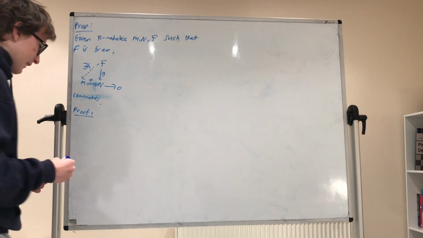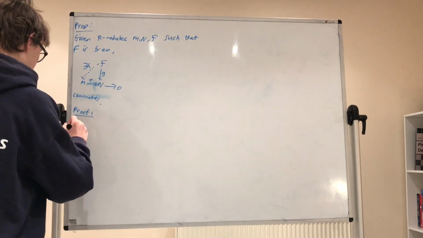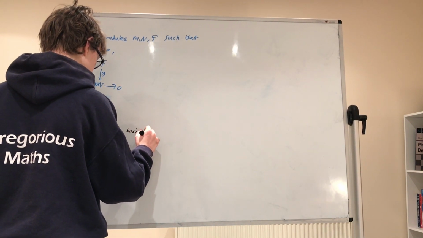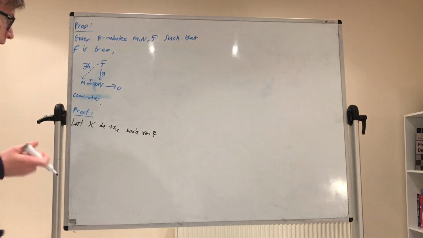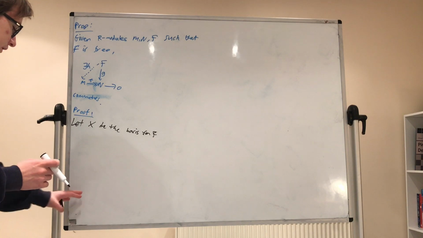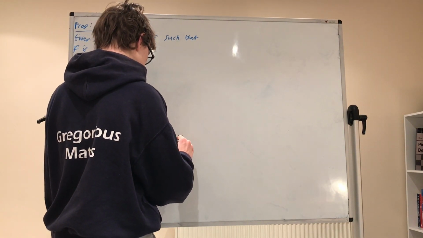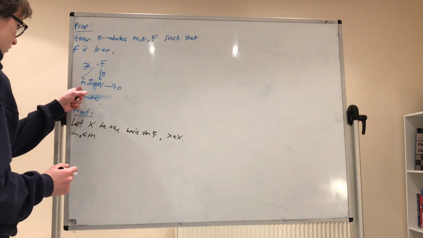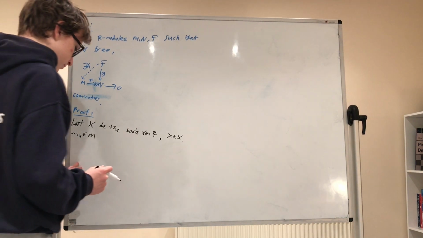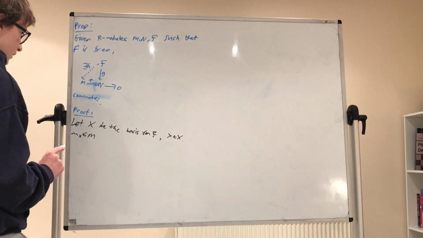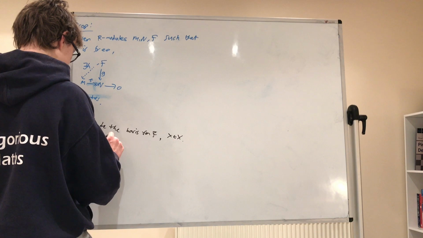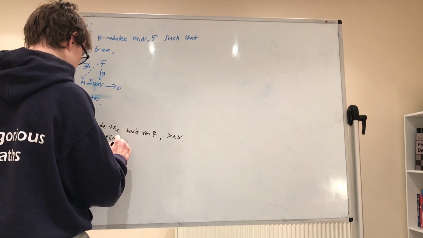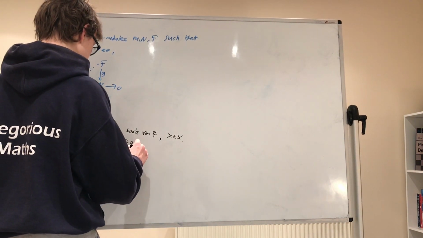Alright, so, first of all, let's do this in black. Let X be the basis for F. Okay? And let's say x is in X. Now, let m_x in M be the element such that F of m_x equals G of x.